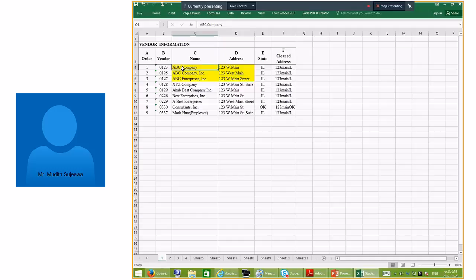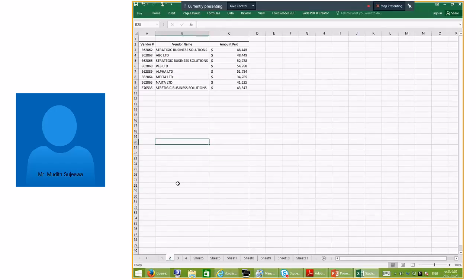You know, I mean, we have an inconsistency. ABC company, 123 W Main is the address. ABC company incorporation, 123 West Main. ABC Enterprise Incorporation, West Main Street. So this is a red flag. This is where you have to look into. You understand? So we can't find the fraud exactly. This is the place, this is a point to do a further investigation, right? So likewise, you will find a lot of examples. You see this.